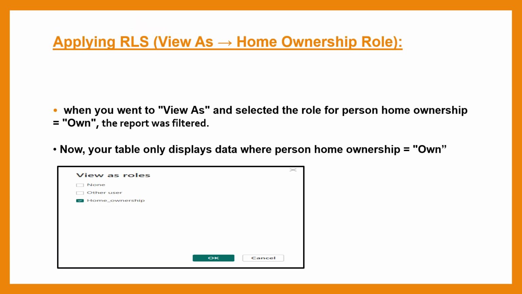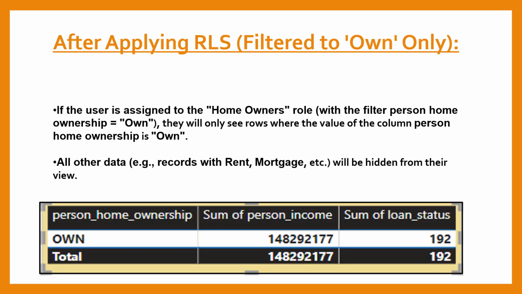Applying RLS, view as the home ownership role. So when you go to View As and select the role for person home ownership own, the report is filtered. Now your table only displays the data where person home ownership equals own. So this is after applying RLS. It will only show data related to own, and the other records such as rent and mortgage will be hidden.